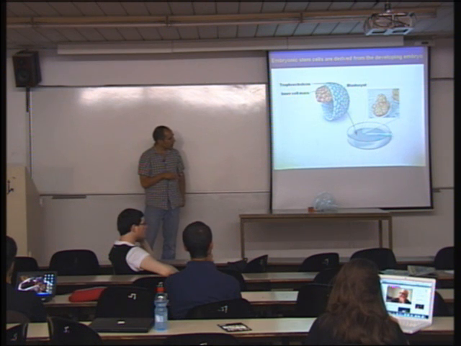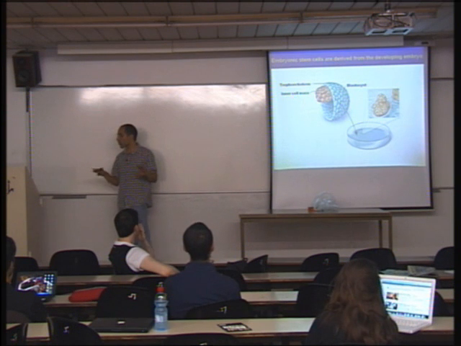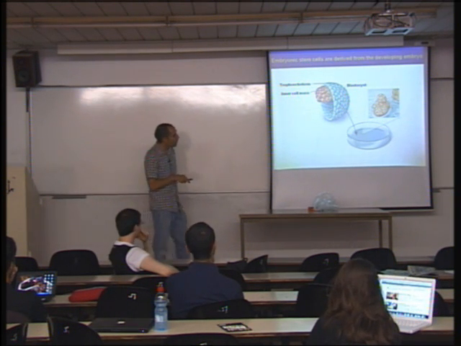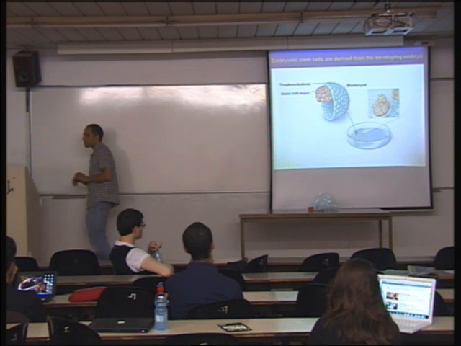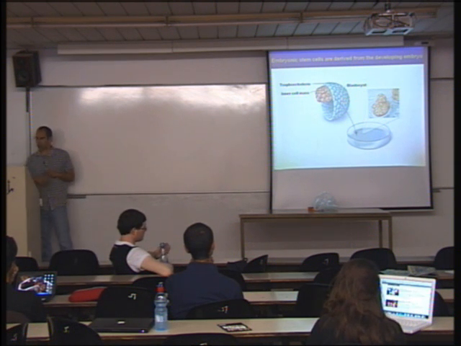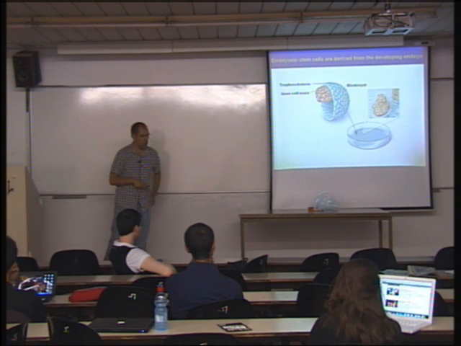We usually grow embryonic stem cells on top of feeder cells. You can actually see them here in blue. We usually use mouse embryonic fibroblasts as a mat or a scaffold just to grow the cells on. So these fibroblasts secrete factors that help embryonic stem cells grow and derive.